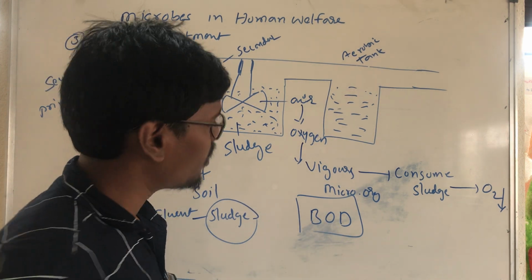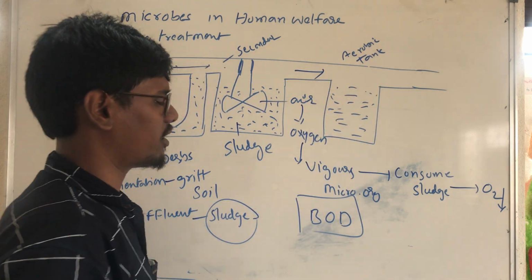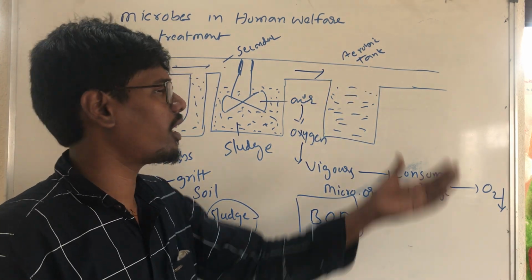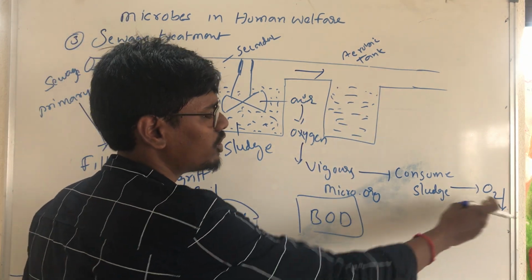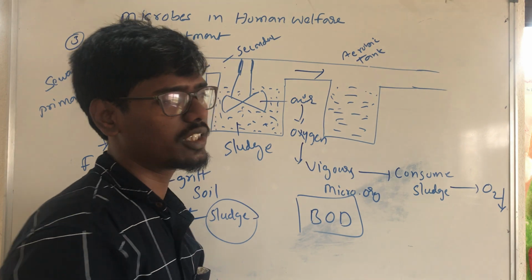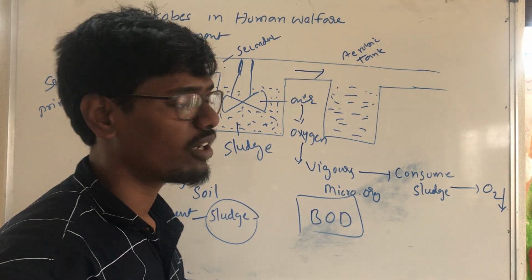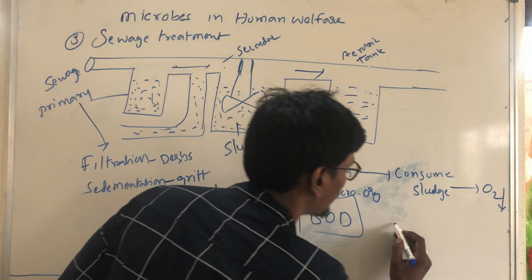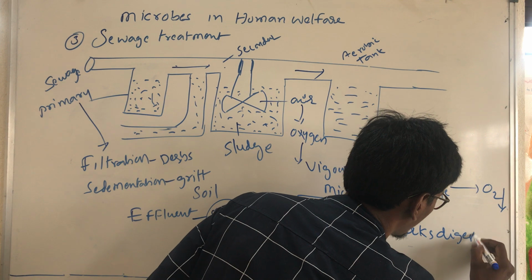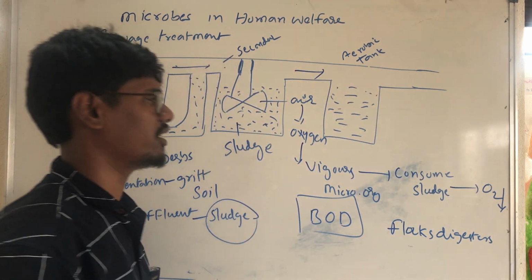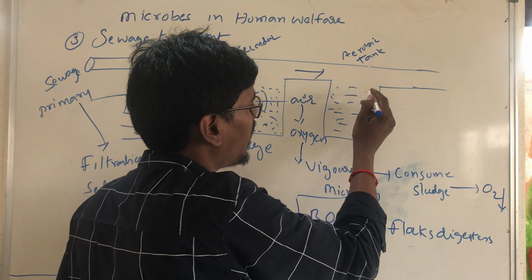After that, the remaining will be going into the aerobic tank. Here also aerobic microorganisms are there, so here they completely consume sludge and oxygen. Here also there are floc digesters. So the remaining directly comes into the aerobic tank.